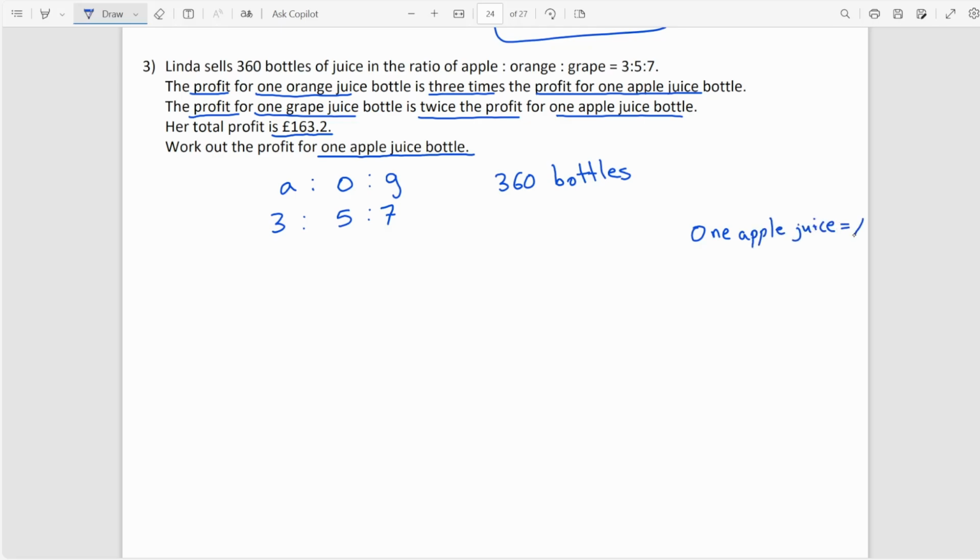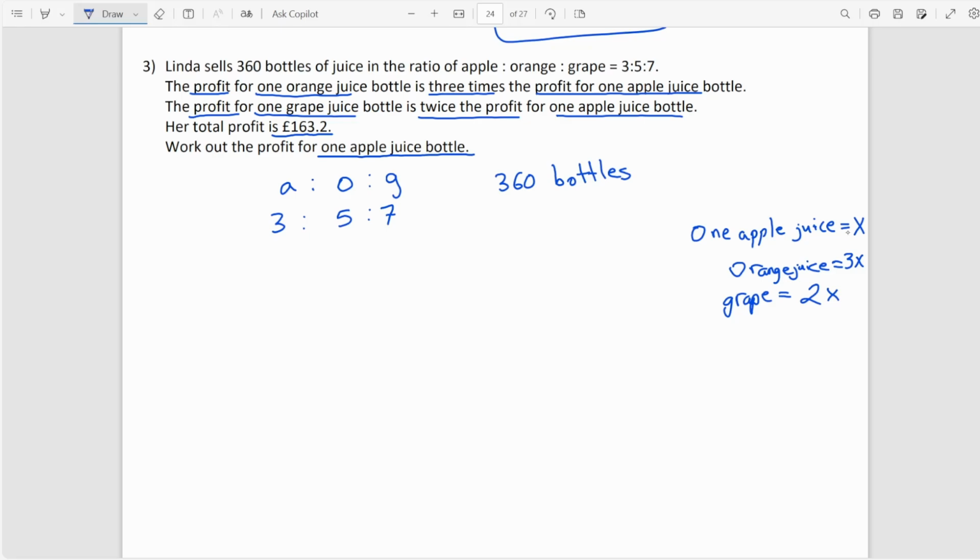So what I can say is, let's assume that one apple juice gives us a profit of X, which I don't know, all right? In that case, orange juice is 3 times the profit for apple juice. So orange juice will have a profit of 3X because of 3 times apple juice. And finally, the grape juice is twice the profit. So grape is going to be 2X because it's twice the profit of apple juice.